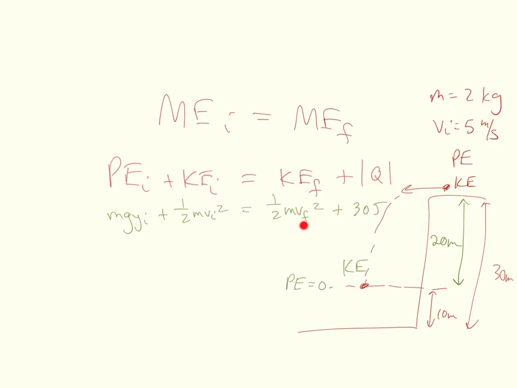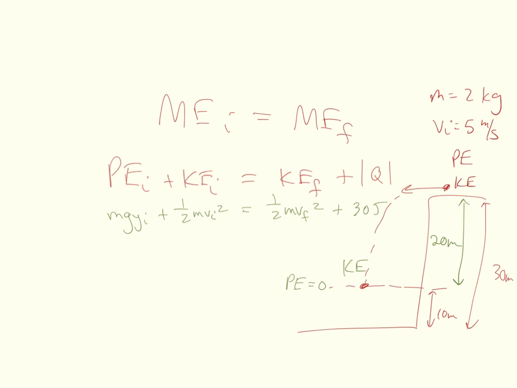And the goal would be to solve for VF. Again, given m, given the initial velocity, given the initial height of 20 meters, the height above where it started to where it ends, 20 meters, you could solve for VF.